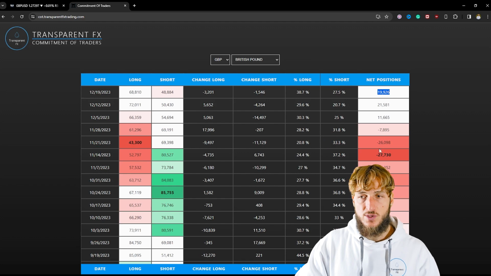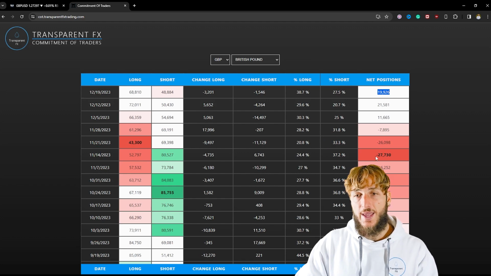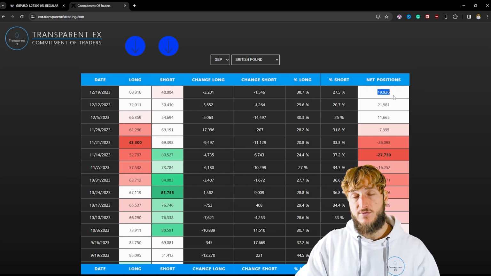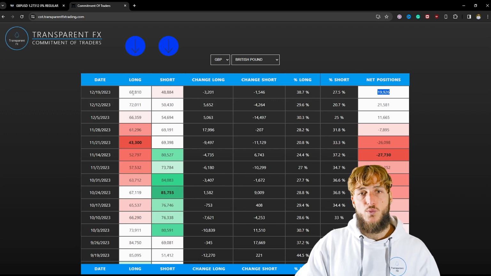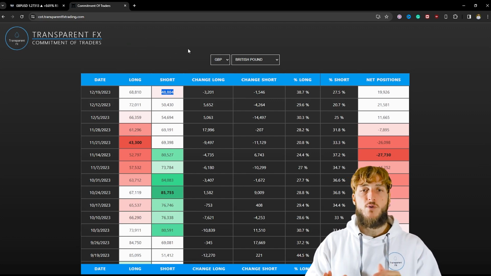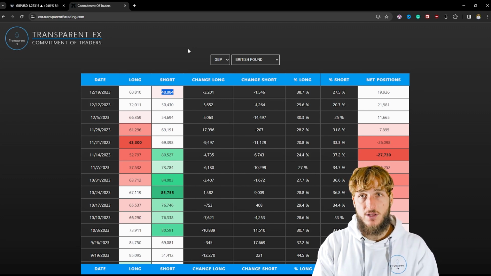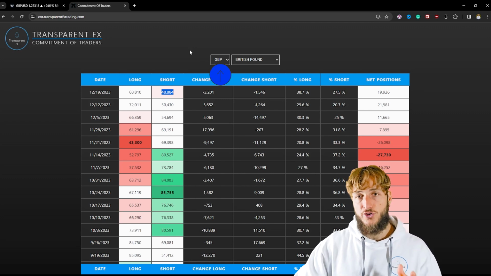19.9k net positions. So clearly, we went from a situation where we had a negative net positioning with more shorts than longs. We had, in fact, 80,500 shorts compared to only 52,700 longs, all the way up to now having a positive net positioning of plus 19.9k net positions with 68,800 longs compared to only 48,800 shorts. So institutions went from having more shorts than longs to now having more longs than shorts. So clearly they are very bullish on the GBP.